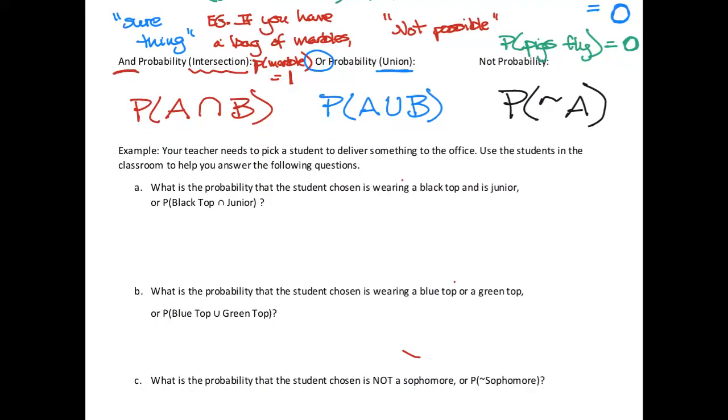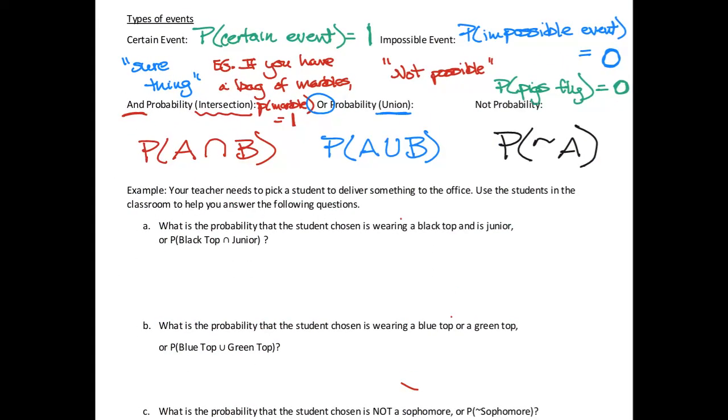There we go. So we have an intersection. The "and" probability was the probability of A and B happening at the same time. We're going to get into that more today. Here is what we call the union. The "or" looks like a U. The "and" looks like an upside down U or a small n.